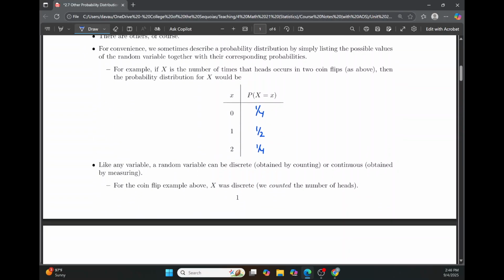One more thing to say about this: like any variable, a random variable can be discrete or it can be continuous. The binomial variable was a discrete variable. The normal variable was a continuous variable, right? So random variables can be discrete or continuous, just like any other variables. And just as a reminder, a discrete variable is one whose values are obtained by counting, and a continuous variable is one whose values are obtained by measuring. Okay, so that's kind of the difference between those things. In the coin flip example, of course, x was discrete because we were counting the number of heads that occurred.